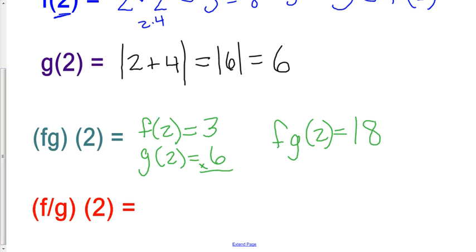If we were dividing, then we would have 3 divided by 6, because that's what f of 2 and g of 2 are. And 3 divided by 6 is a half. That would also apply to addition and subtraction.